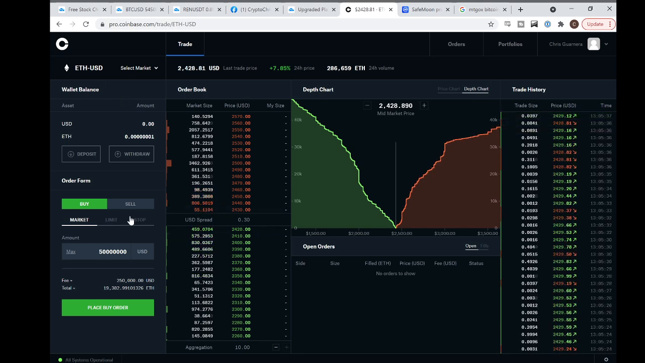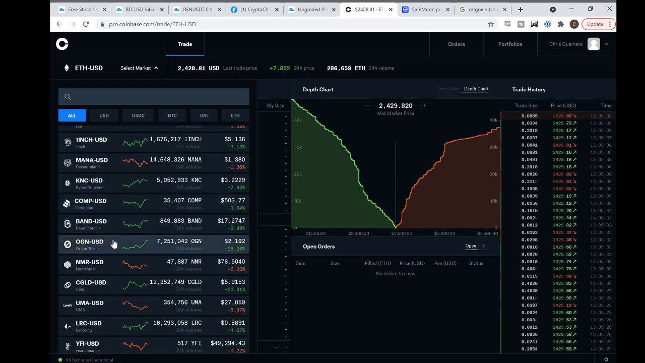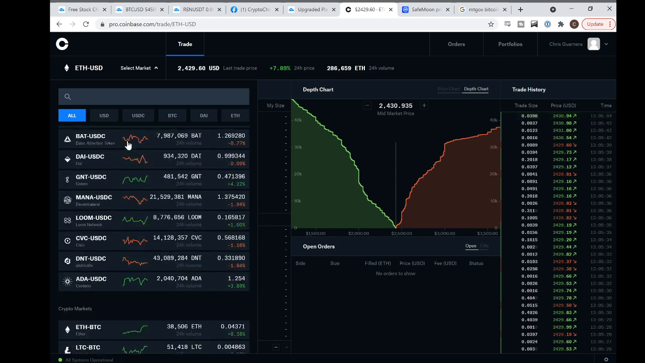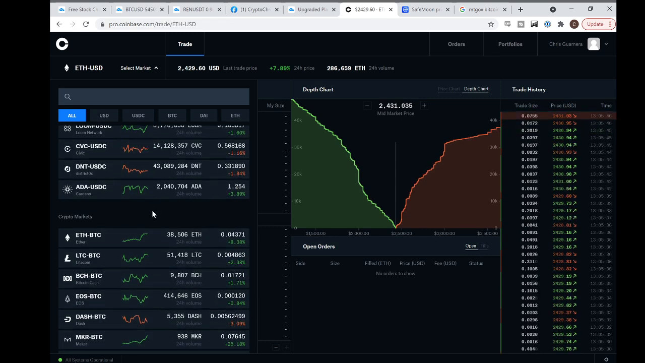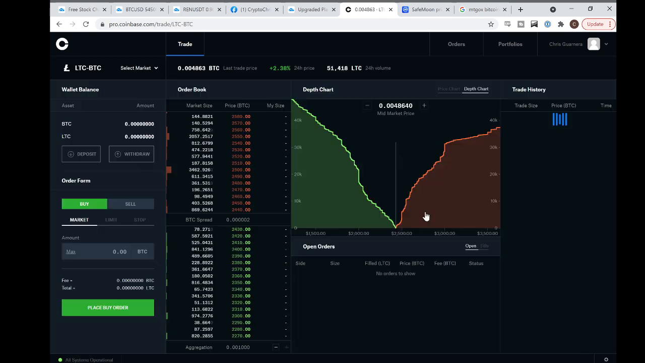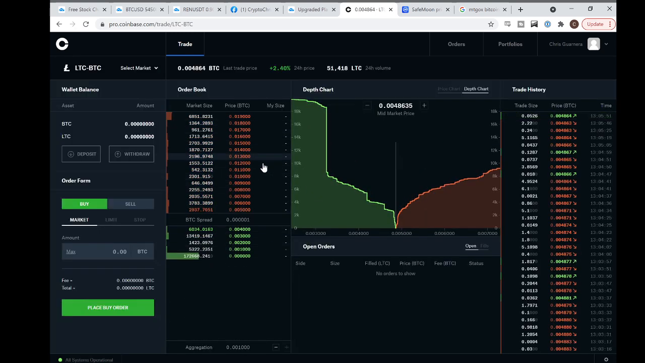So if you go over here, you can see that all these markets are individual markets, right? There are buyers and sellers for each one of these. So they have in US dollar, they have US coin, they have the BTC pairing. So Litecoin compared to Bitcoin. So all these people are offering Litecoin to Bitcoin at this rate, right?